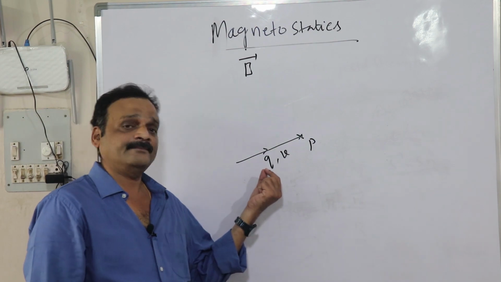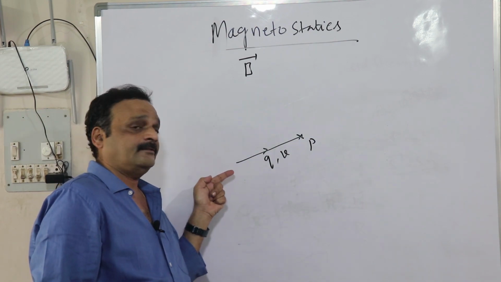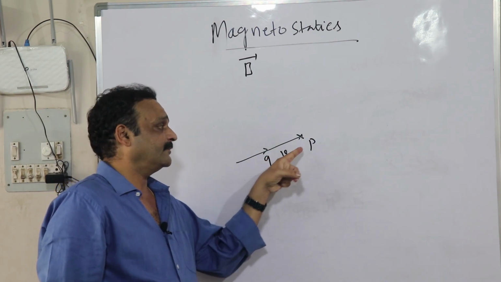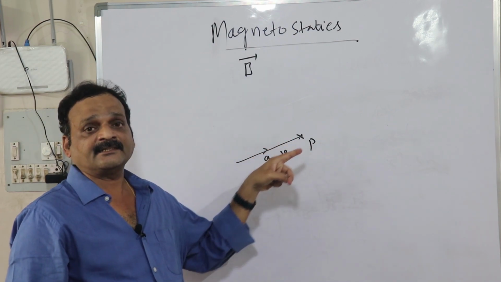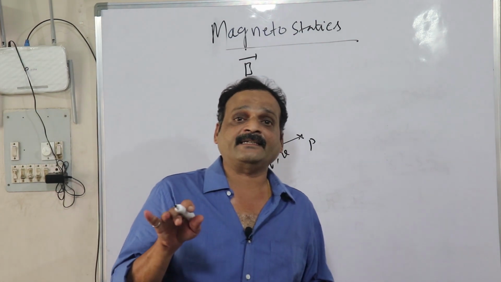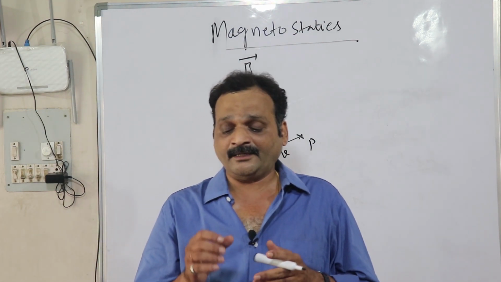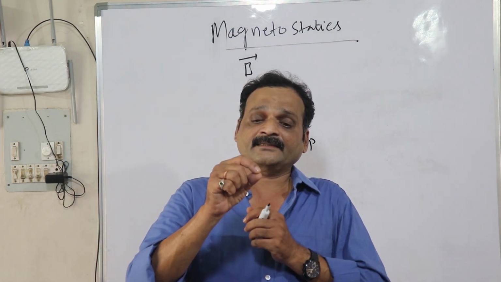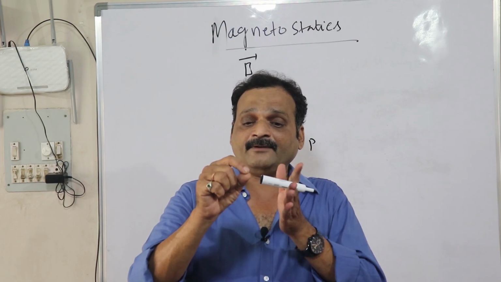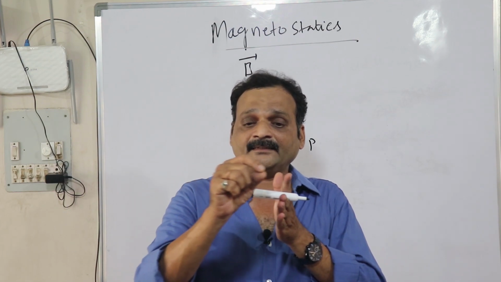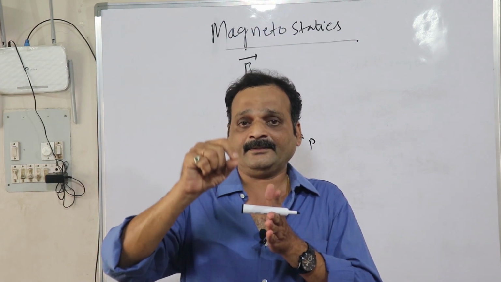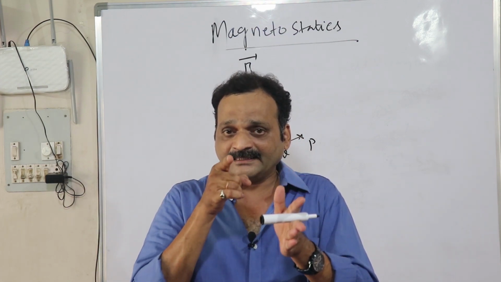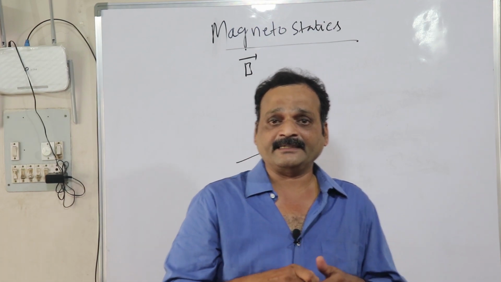I'll take some charge q and shoot it with some velocity v through some point P. If that charged particle experiences a sideways deflecting force, what does that mean? If the particle is going in a straight line, it gets deflected either towards left or right, or up or down. If it gets deflected from its linear path, that is called a sideways deflecting force.